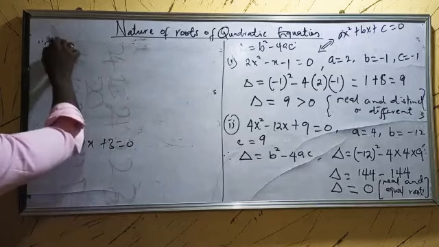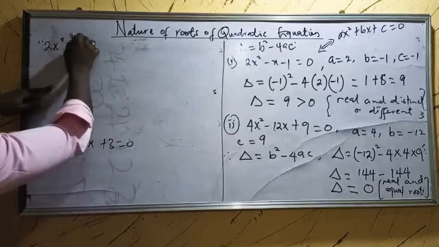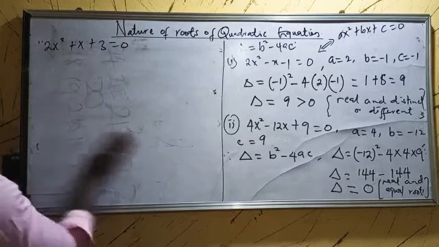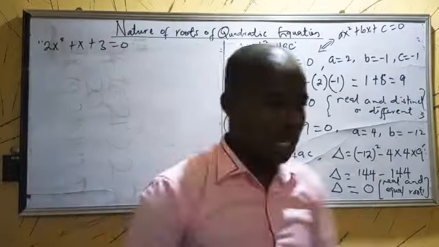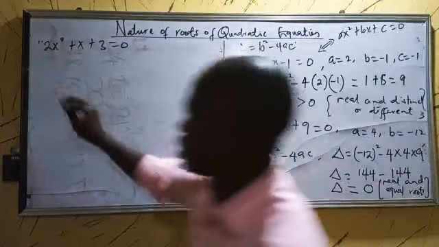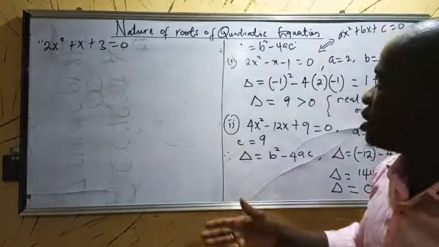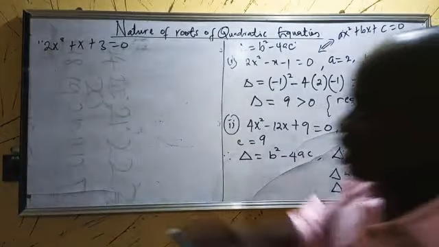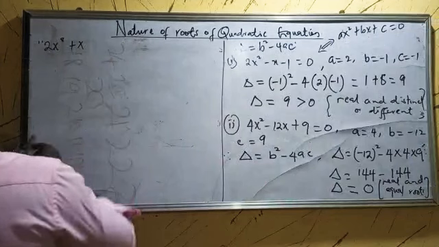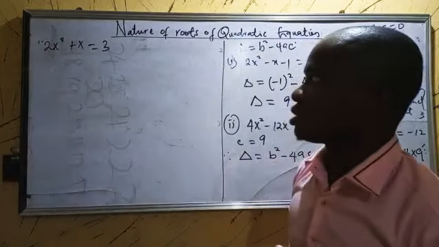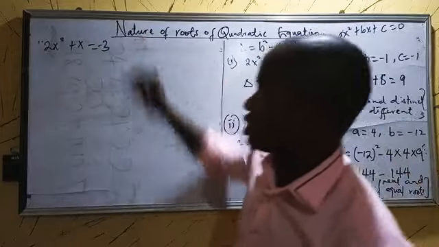So let me try to write it back here, plus x plus 3 equals to 0, so that I can have space here. Now you can see this one is also already in this form. Or let me try to change it. Let me say I have this equals to minus 3.